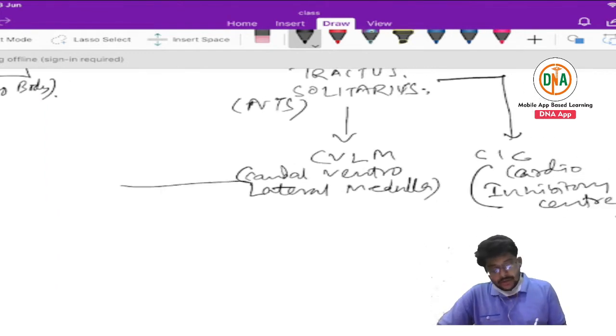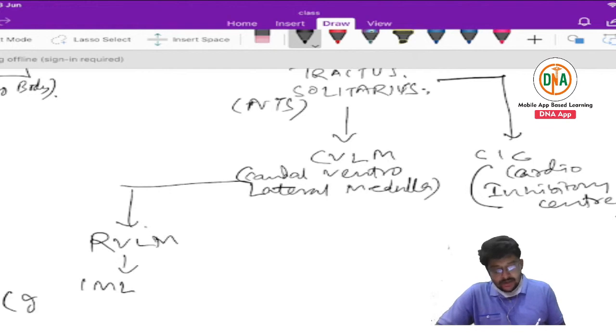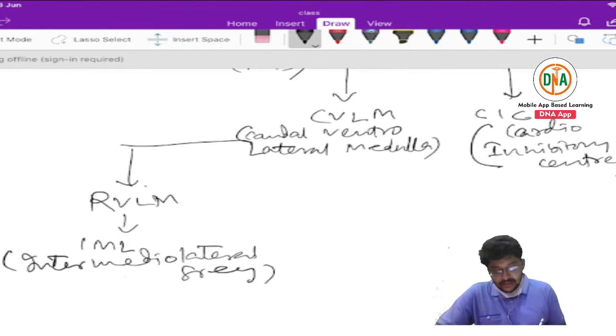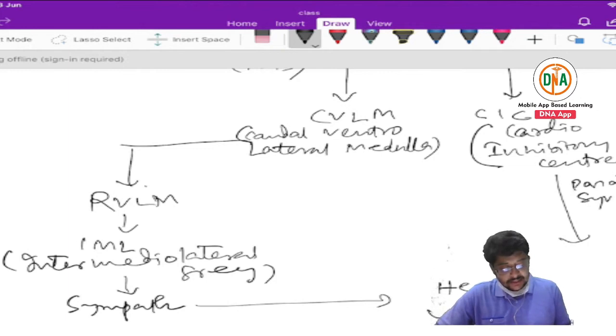Now, this caudal ventrolateral medulla can act on the rostral ventrolateral medulla, RVLM, that acts on the IML, intermediolateral gray, and that acts on the sympathetic chain, which has its action on heart and vessel. I will take it under focus. And this CIC acts on the parasympathetic chain, and that has its action on heart and vessel.